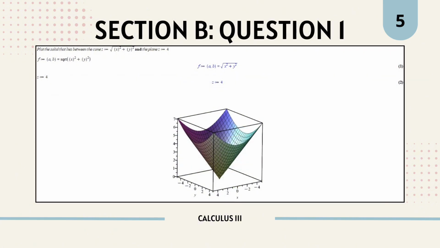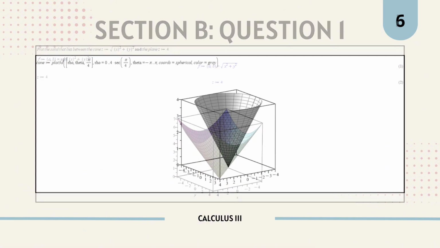We move on to section B. I start with f equals AB equals the square root of x squared plus y squared. Then I insert z equals 4. The shown graph is basically from the square root of x squared plus y squared.